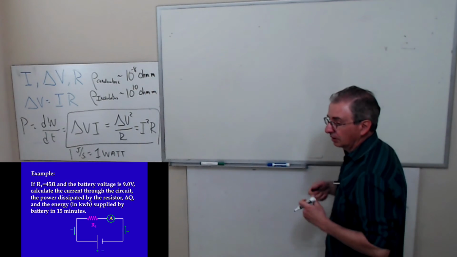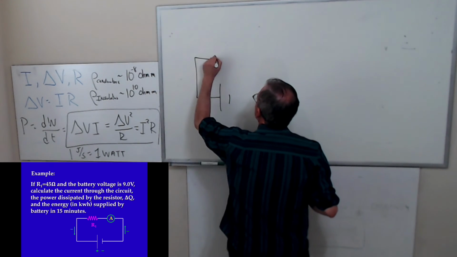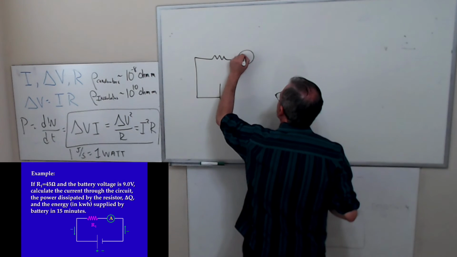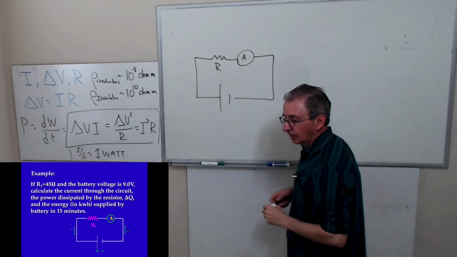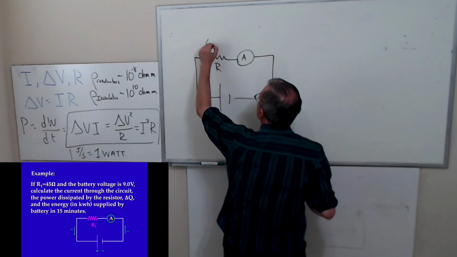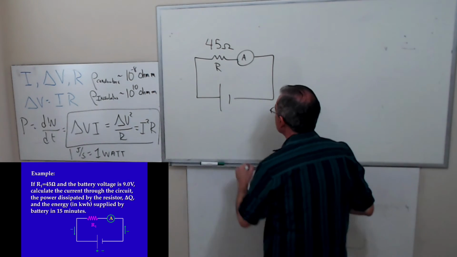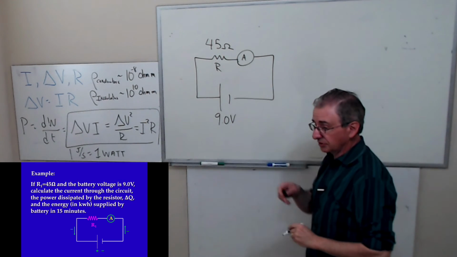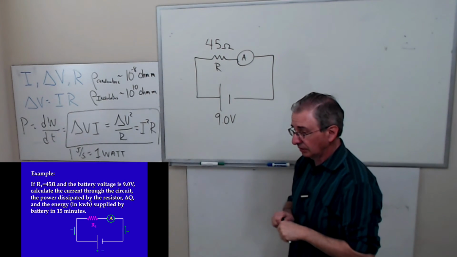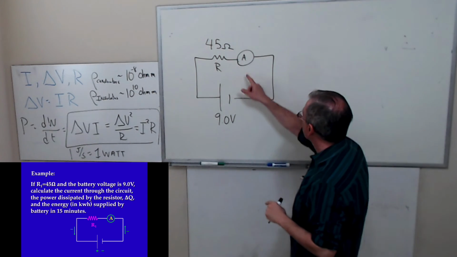Okay, so suppose I have a circuit with a resistor in it, and this is 45 ohms, and this is 9 volts, and I have an ammeter to measure the current. Okay, I want to know the current through my ammeter.